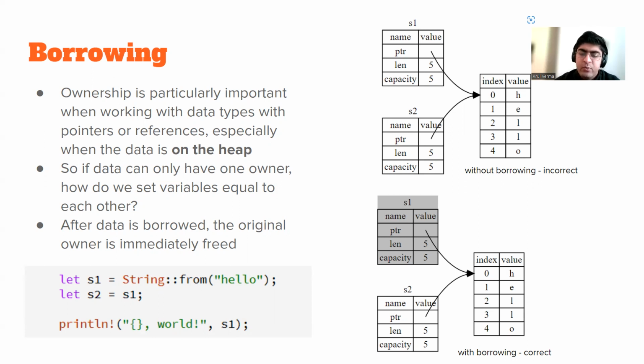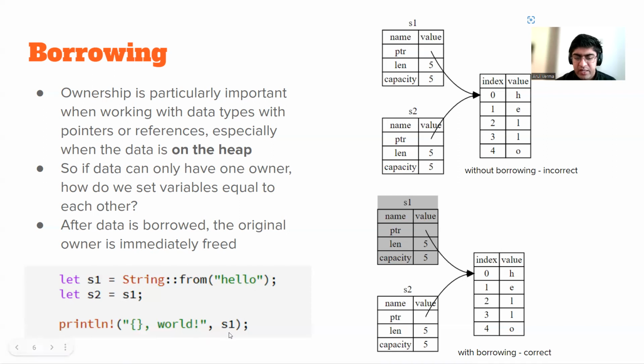Well, the concept of borrowing is that we can borrow data from the original owner. Much in the same way that I can borrow an apple from Neil or you can borrow an apple from your roommate. When you borrow it, you take it from them. But unlike borrowing, as the word implies, you don't give it back. So without the concept of borrowing, in C++, you'd have both S1 and S2 pointing to our memory of hello. But with Rust borrowing, what happens is S1 is immediately freed. It's removed from memory and it's treated as deleted.